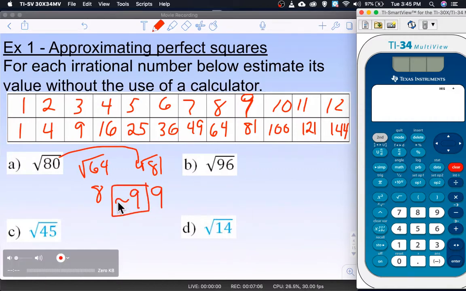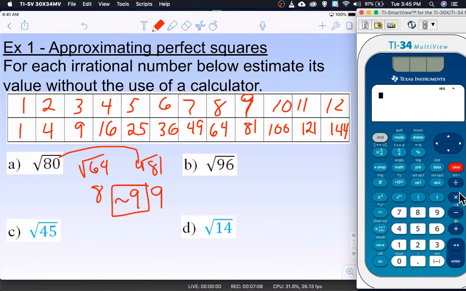Little squiggle dude means about. That's also the same squiggle dude we used for similar figures back in the first unit. We had that same tilde. That also means about. So our answer is about 9. It is much closer to 9 than it is to 8. And actually, if I go back up to my calculator, I actually did it. It was 8.944. That is very much closer to 9 than it is to 8.